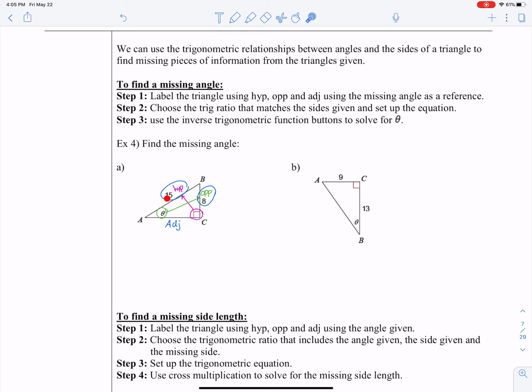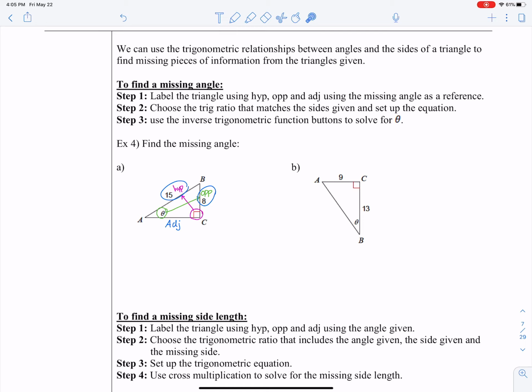We know something about the hypotenuse. We know something about this opposite side. We know this is 15. We know that this is 8. We don't know anything about this adjacent, so it's not very useful to us. So to be able to find this angle, we have two pieces of information. We want to know the angle. So these are the two pieces of information that we're going to use.